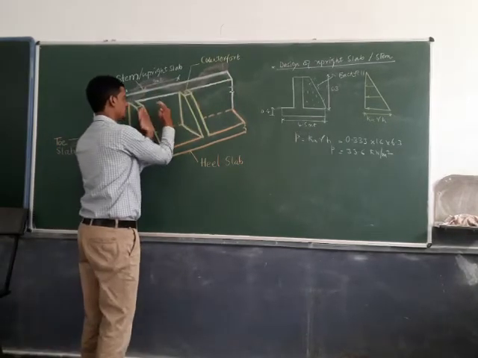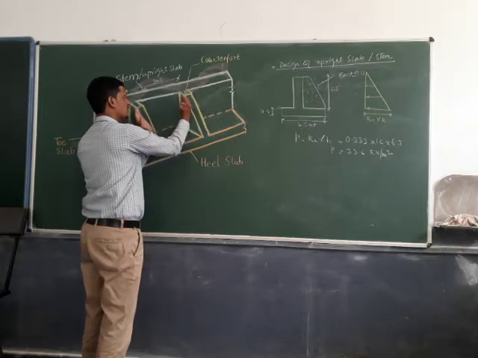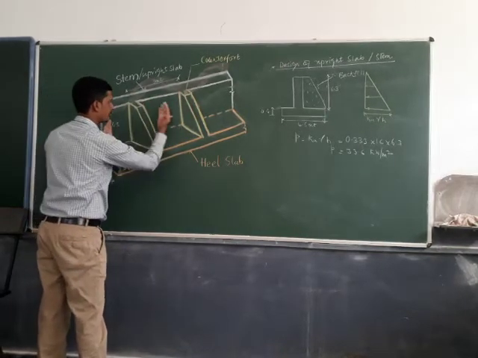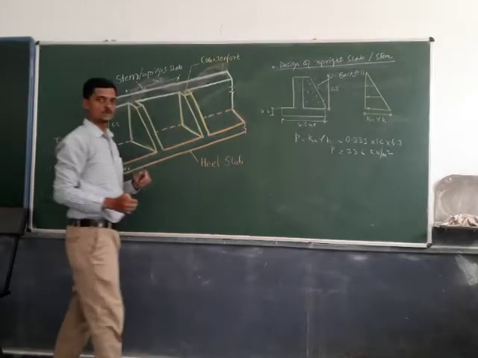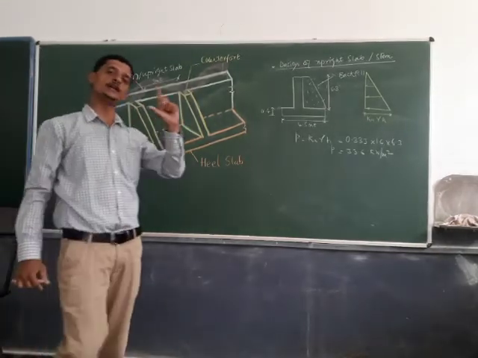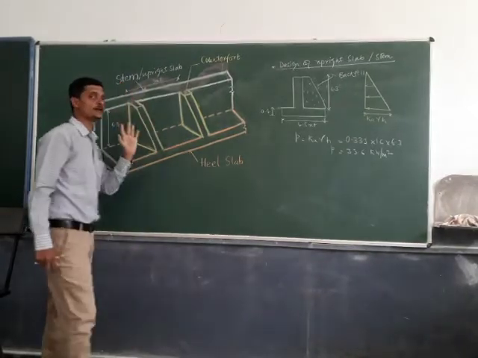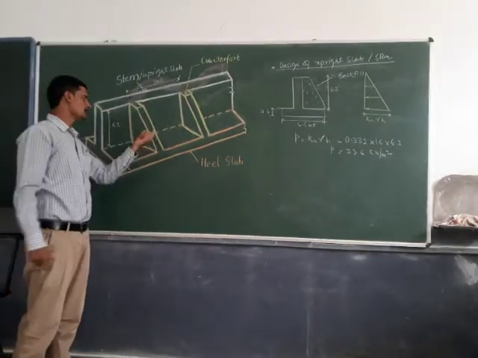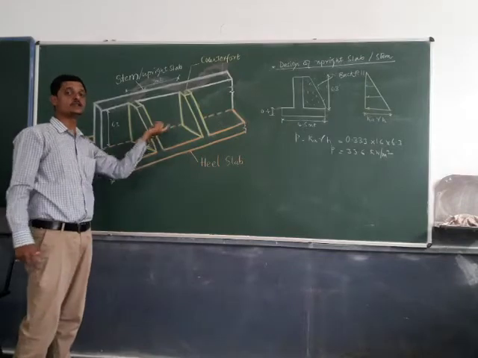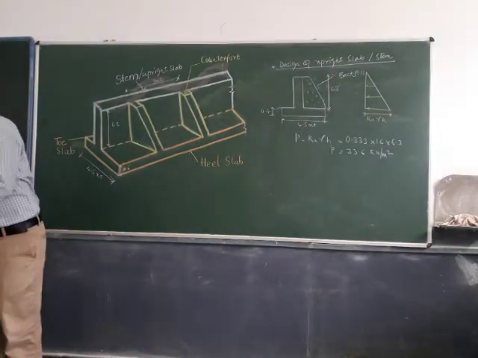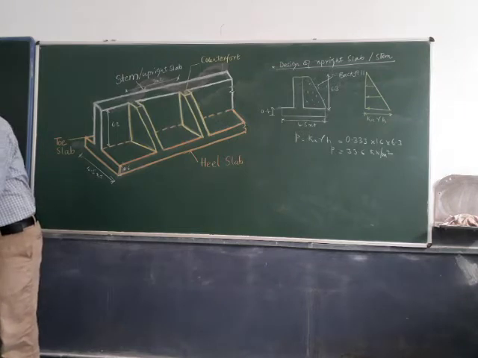This slab will bend like this, because of the supports here. Because of that, it will act as a continuous slab. It will not behave as a cantilever slab. It will behave as a continuous slab because of these supports. Understood? Okay. So for that, consider the 1 meter strip.